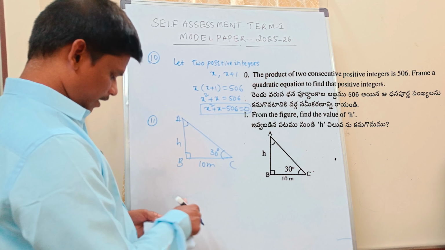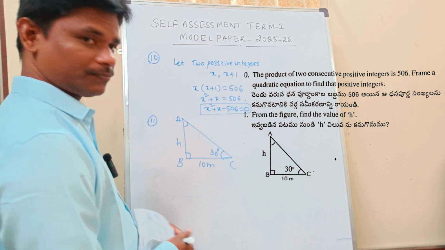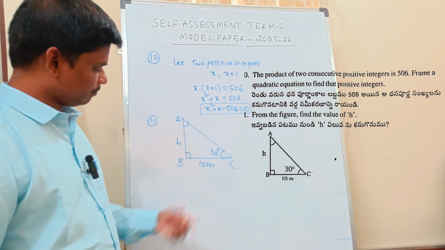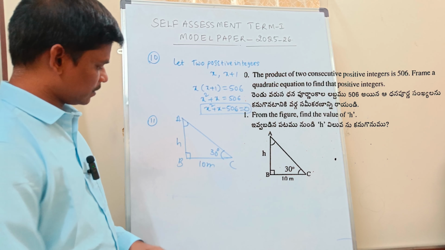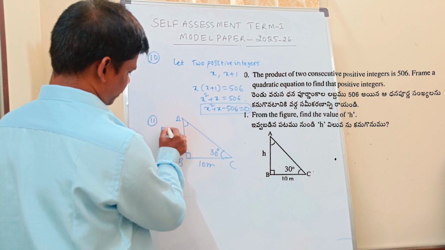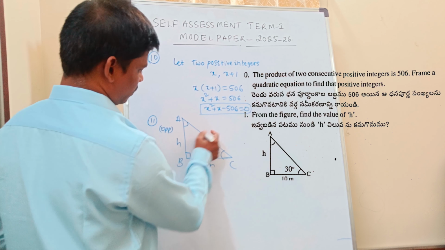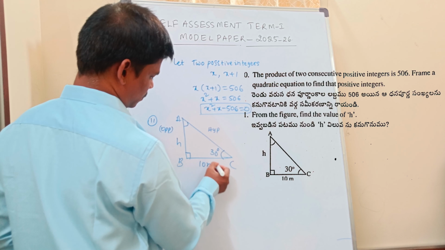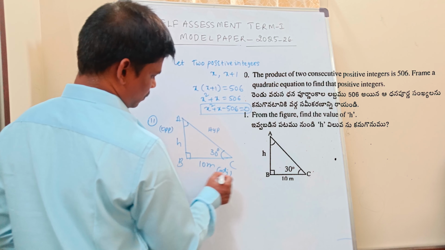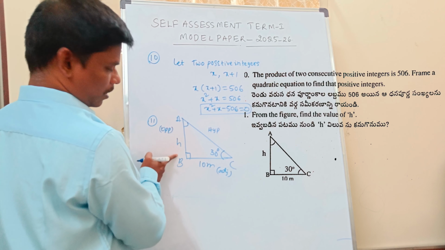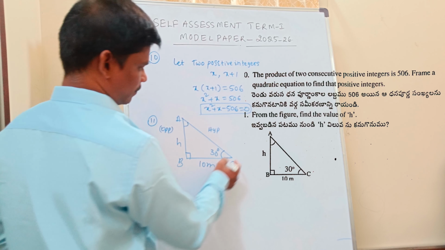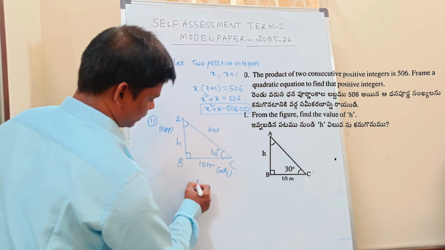Observe here what values are given. AB, BC are given. Observe this is the angle. This is the opposite side. The side opposite the right angle is the hypotenuse. This is the adjacent side. So observe, opposite is given and adjacent is given. So we will use tan theta.